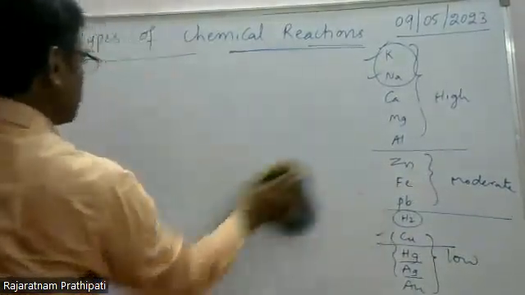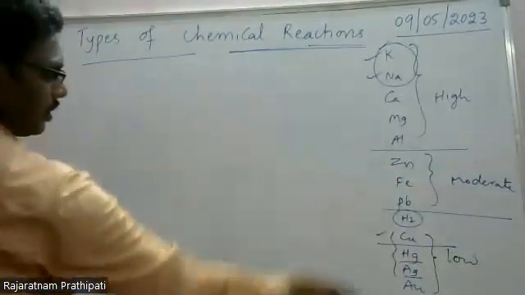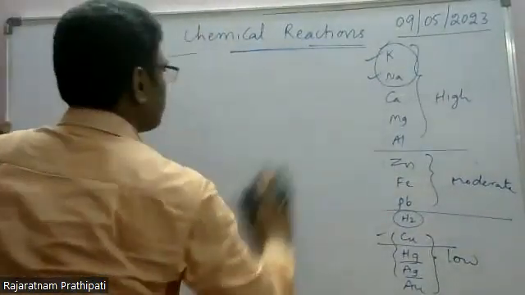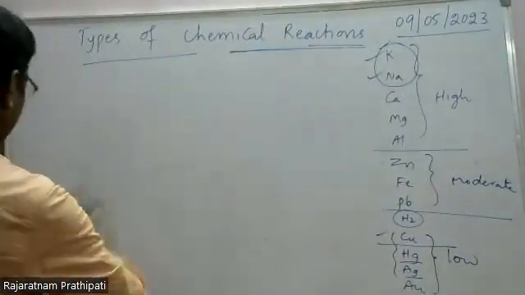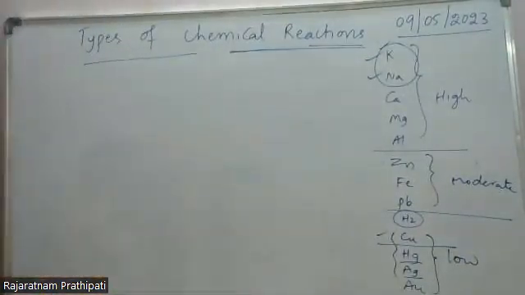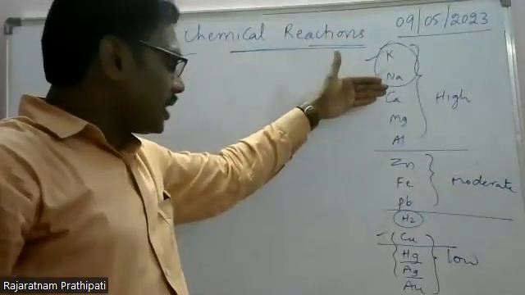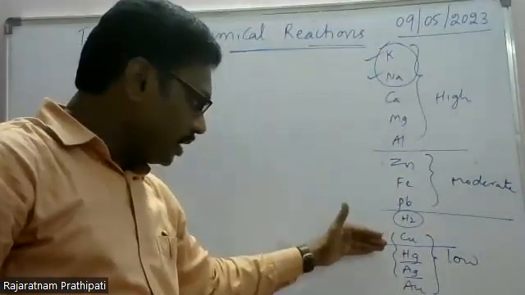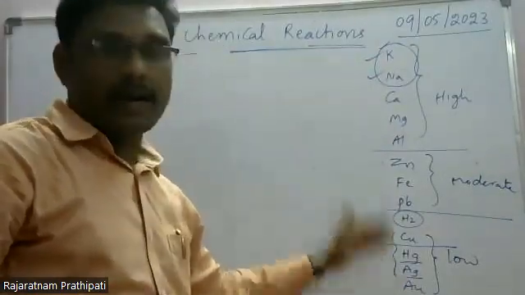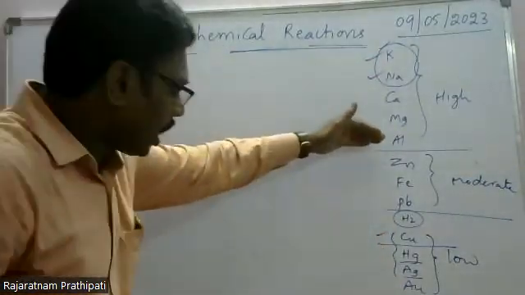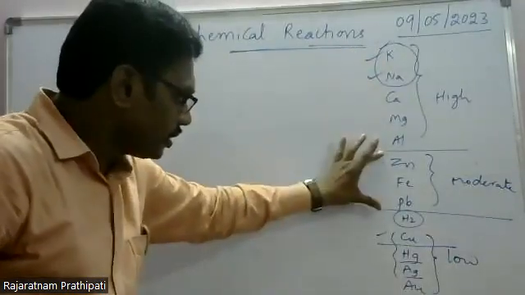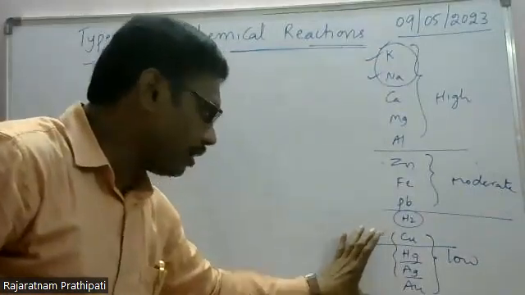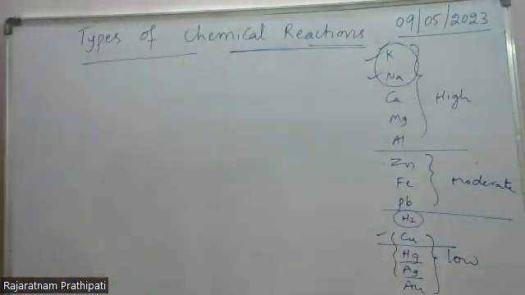Okay, remember this activity series. Not only these, we have a number of metals, but at this stage, this is a very reasonable activity series. Here, potassium, sodium, calcium, magnesium, aluminum, zinc, iron, lead, hydrogen, copper, mercury, silver, and gold. Here, up to aluminum, high reactive metals, up to lead, moderate reactive metals. Here, below the hydrogen, those are low reactive metals.